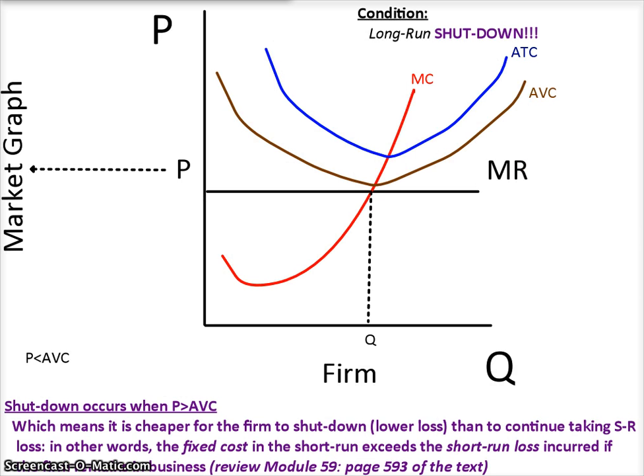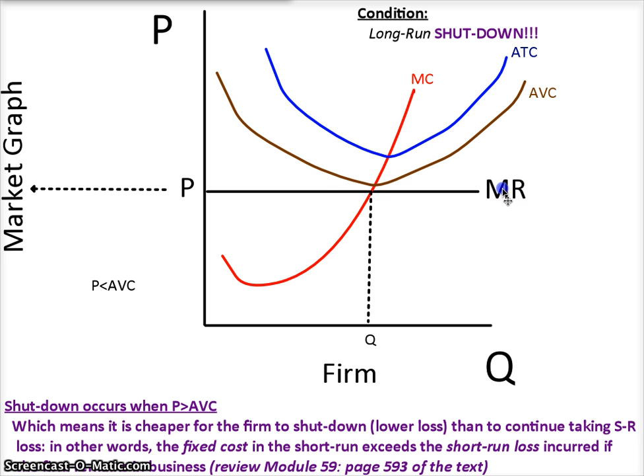And the very last condition is shutdown. This is shutdown. We've already talked about in class how a firm will decide whether to shut down or stay in business based upon what the short run loss is compared to the long run loss. Fixed cost is the variable here. If staying in business in the short run incurs a greater cost than their fixed cost, they're going to shut down because the fixed costs are cheaper.